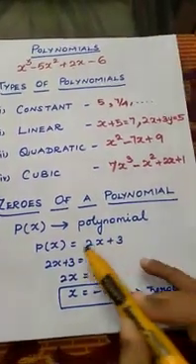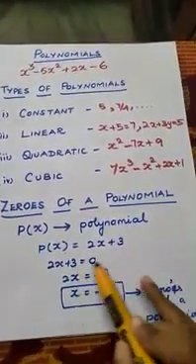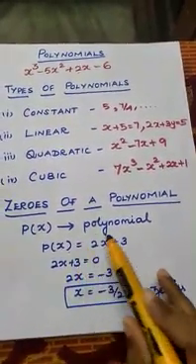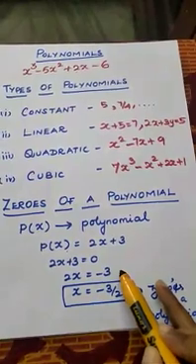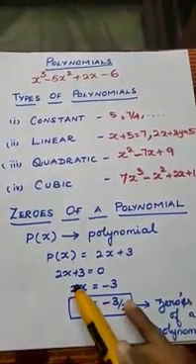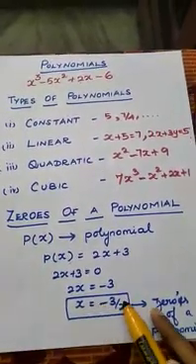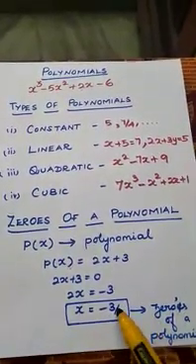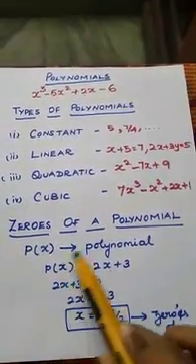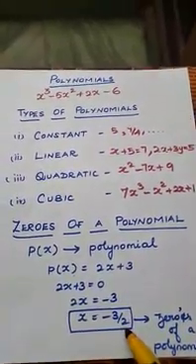For example, the polynomial equation is 2x plus 3. You have to take 2x plus 3 equal to 0. Now we have to transpose the plus 3 value to RHS. 2x equal to minus 3. Now we need the x value only, so move the constant value to RHS. So x is equal to minus 3 by 2. Suppose we apply this x value in the polynomial equation p of x, automatically the polynomial equation is 0. So that is actually a zero of the polynomial.